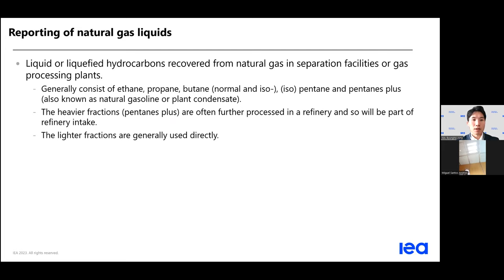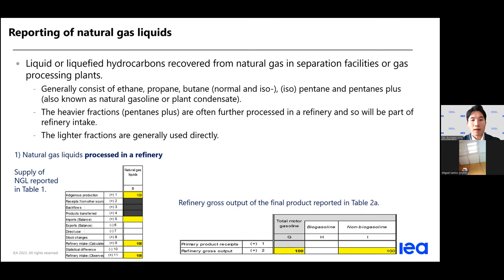First, it's about natural gas liquids. Natural gas liquids generally consist of ethane, propane, butane, etc. The thing is that the heavier fractions are often further processed in the refinery, but the lighter fractions are generally used directly. So let's take a look at the first option. What about natural gas liquids processed in the refinery? So we have two tables used here. One is table one, where we report, for example, 100 kiloton of NGL as indigenous production, and then it goes into the refinery intake.